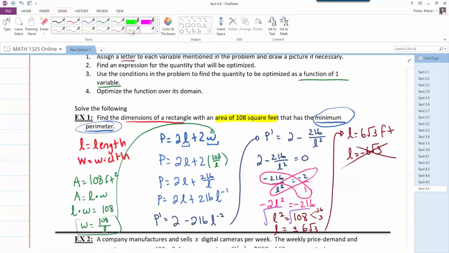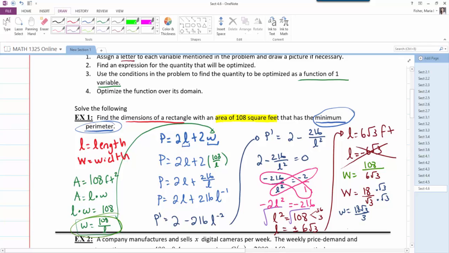To find my width, I'm just going to plug in what I know for L back into how I solved for W. So W is going to equal 108 over my length, which is 6 square root of 3. Well, 6 goes into 108 18 times. So I have 18 over the square root of 3. If I rationalize this by multiplying top and bottom by the square root of 3, I get 18 square roots of 3 all over 3. Well, this reduces to 6 square roots of 3.